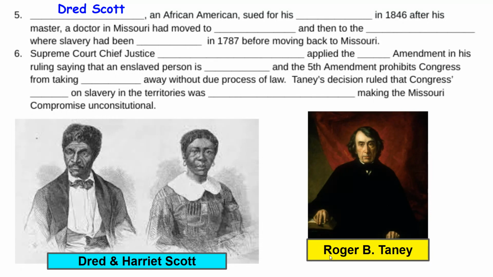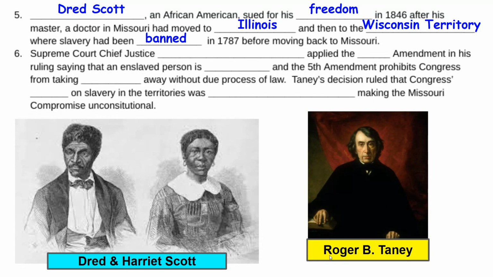Louis area. Well, he sued for his freedom in 1846 after his master, who was an Army doctor, had moved to Illinois, and then also Minnesota, being the Wisconsin Territory at that time, where slavery had been banned in 1787, before being brought back to Missouri. And with the support of some abolitionists in the St. Louis area, he was able to get himself an attorney, and he filed a lawsuit.